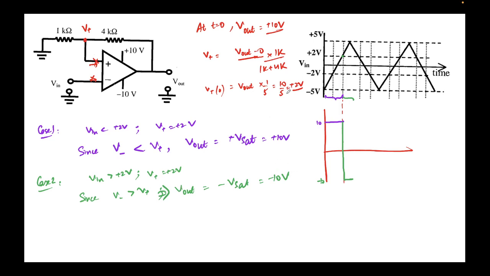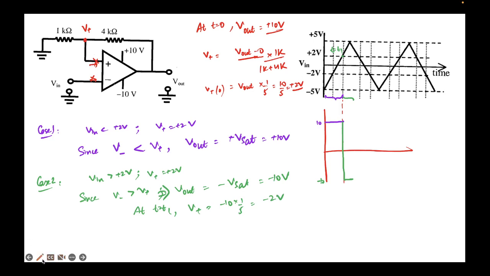So if V set has become minus 10 again, let's call this T equal to T1. Now at T equal to T1, V plus, again the same potential divider, will become minus 10 into 1 by 5. It will become minus 2 volts. So V plus now will become minus 2 volts. So this junction will now be at minus 2 volts from this point onwards, right?